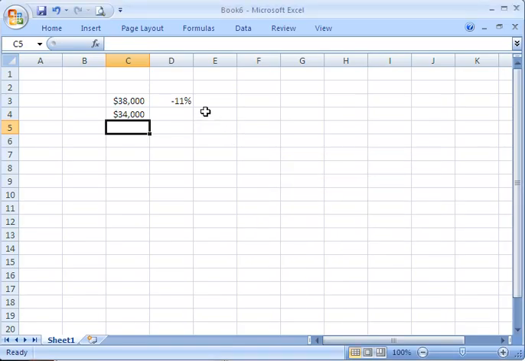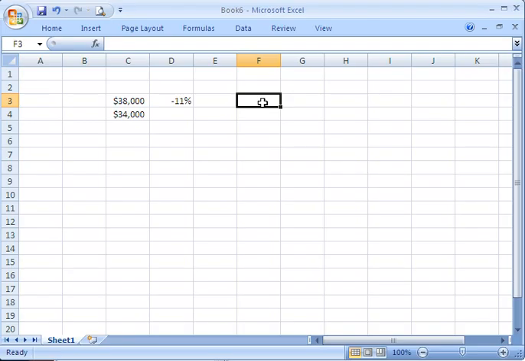Notice that the answer comes out negative 11%. That is, we would have to take a pay cut of 11% to go down from 38,000 to 34,000. This is the final answer to the question. But let me show you that you can think of it another way, which is just as good.